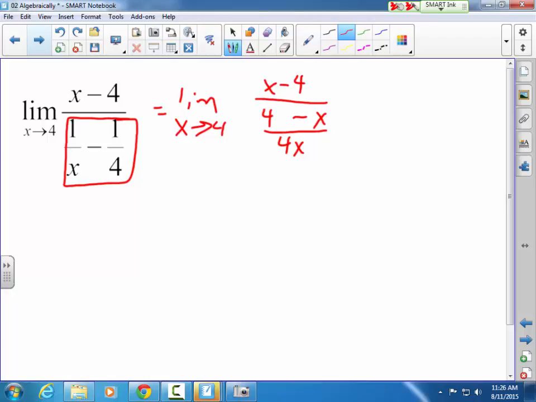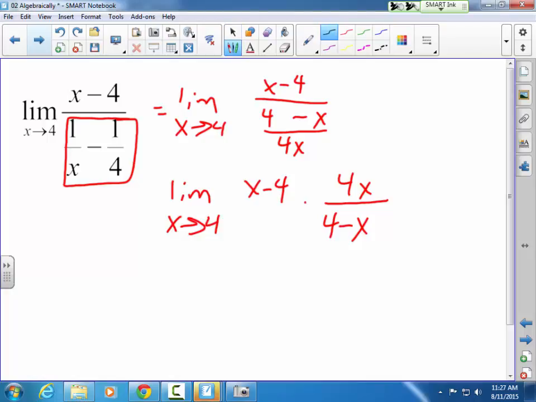Now that I've got just the one fraction in the bottom, now I can do the keep change flip that y'all are wanting to do, okay? So now I'm still keeping my limit terminology because I haven't evaluated the limit yet. I'm going to keep the numerator and flip the denominator over. I've got x minus 4 times 4x over 4 minus x. But x minus 4 and 4 minus x aren't the same thing. So what do we need to do? Take a negative out of? Of x minus 4. Okay.